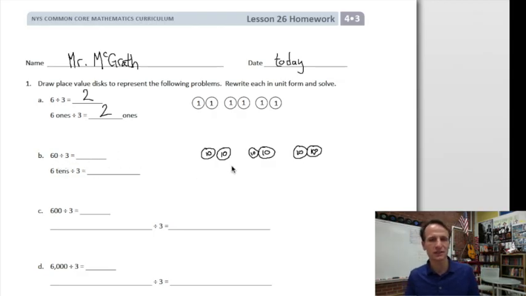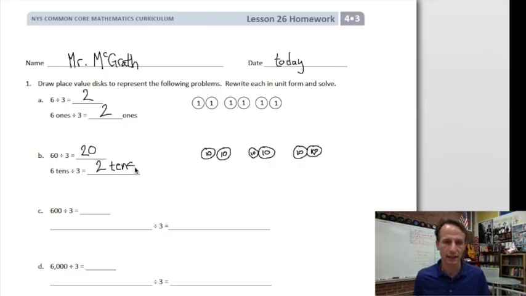So 60 divided by 3. Well, each of these is 2 tens, also known as 20, correct? So if I take 6 tens and divide it into 3 equal groups, each group will have 2 tens. And that's what we're looking for when it says rewrite each in unit form. That's this here, 2 tens. And the solve is this part, the 60 divided by 3 equals 20.